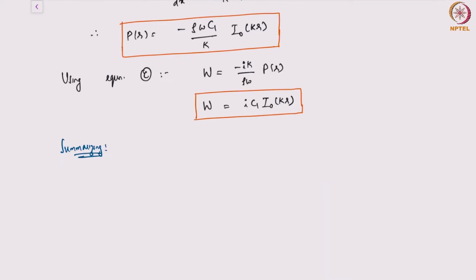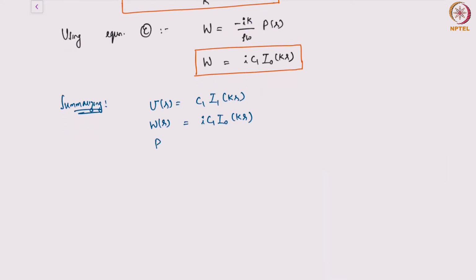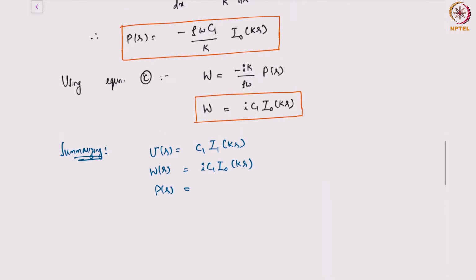So in summarizing, what do I have? I have U of R is C1 I1 of KR. W of R is i C1 I0 of KR, and P of R is minus rho omega C1 by K I0 of KR. Notice that W has an i sitting in front. If you were to write it as an argument in terms of a phase, i could be replaced with e power i pi by 2, and that will be like a quarter wavelength, just as we had anticipated.